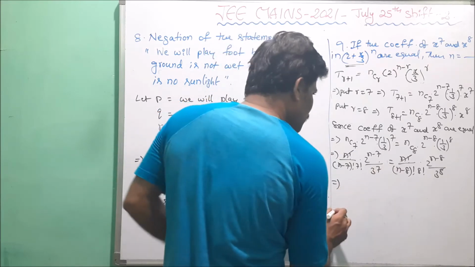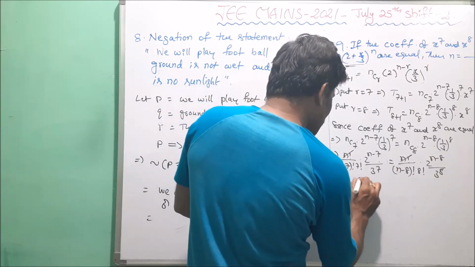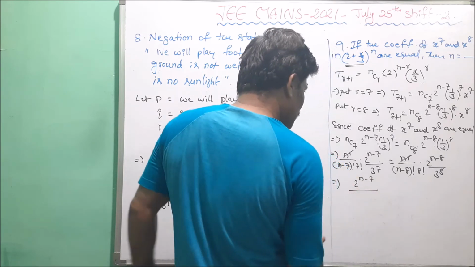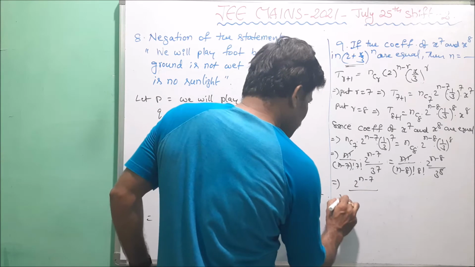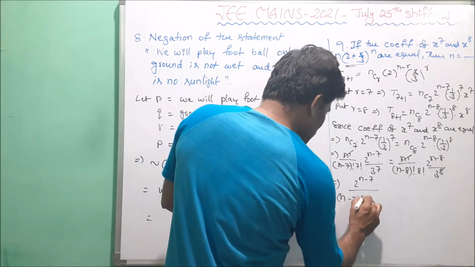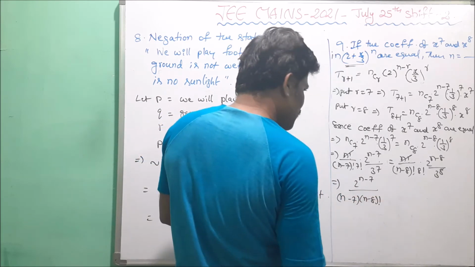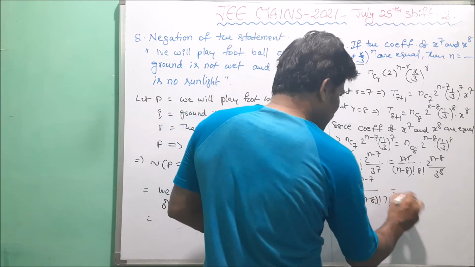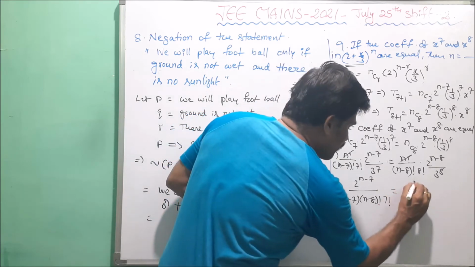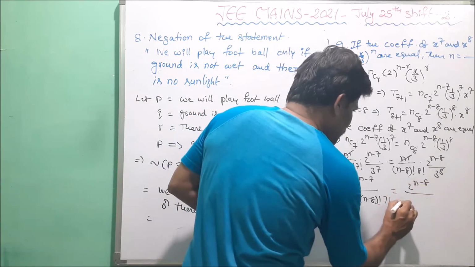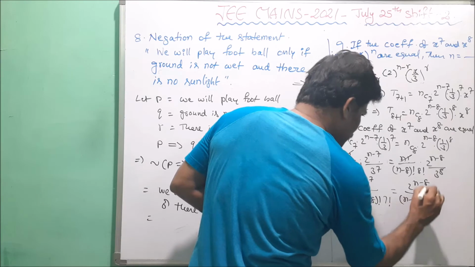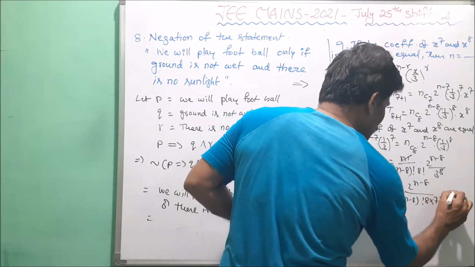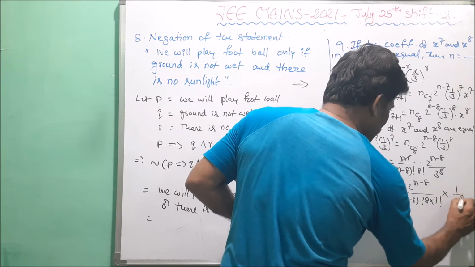Here we write 2 power n minus 7 by n minus 7 into n minus 8 factorial. Similarly, here we can write 7 factorial. On the right side also we write 2 power n minus 8 by n minus 8 factorial into 8 factorial, where 8 factorial means 8 into 7 factorial, into 1 by 3 power 8.